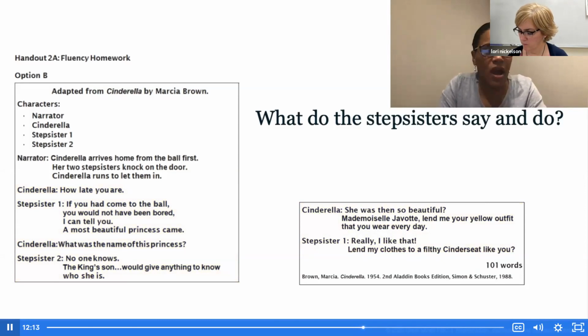How would you describe what the stepsister said and did? Share with a learning partner or share aloud. Well, they wouldn't lend her clothes to Cinderella. That was one thing. But they belittled her, didn't they? It's like, why would I let you borrow my clothes?